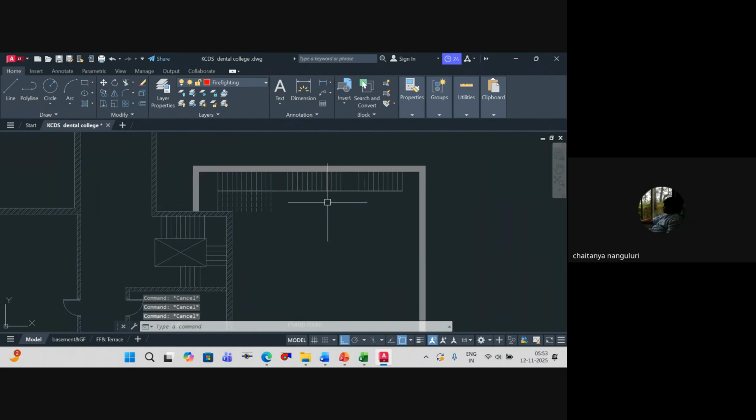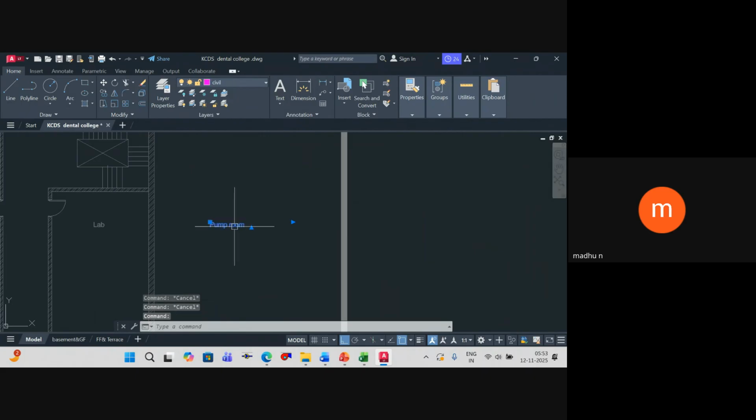You agree? So for 45 steps, if I calculate 45 into 0.15, that will be in meters. So 6.75 meters, I got it as a total height. Correct. Okay, so height is 6.75 meters.